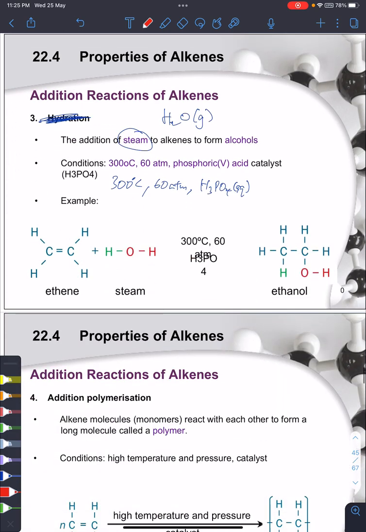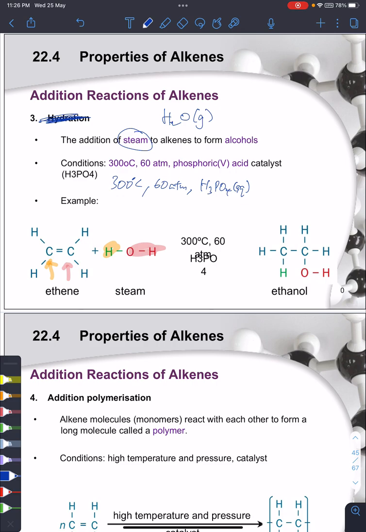Then the third reaction is the so-called addition of water or steam. In this case, you're adding H2O, meaning you're adding H and OH. As you can see here, the H goes in, then the OH goes in. So together it's H2O. So this is your third reaction.